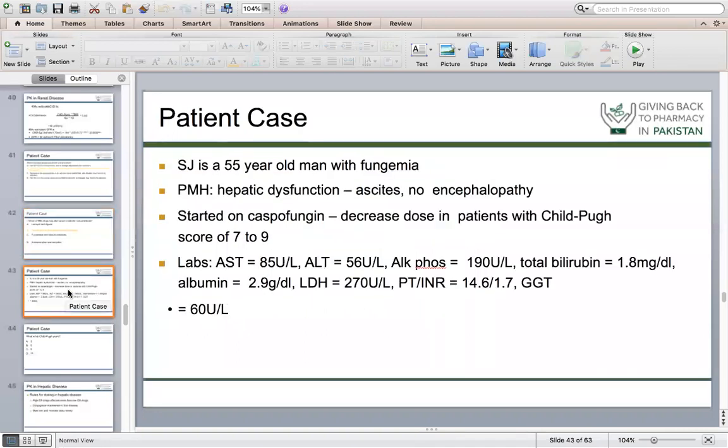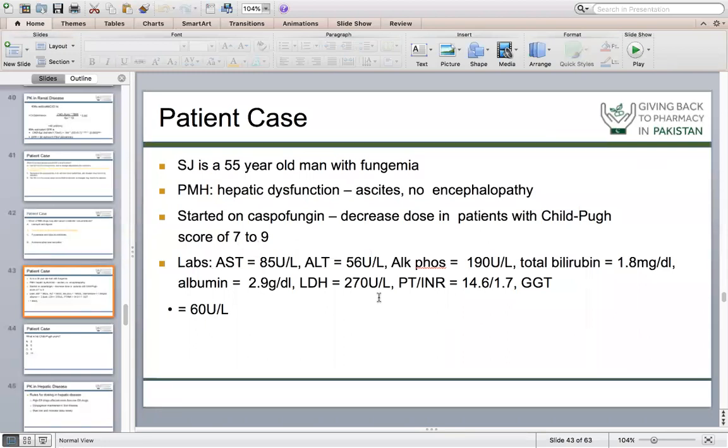So moving to our next patient case. SJ is a 50-year-old male with fungemia. He has past medical history of hepatic dysfunction. He has ascites. There is no encephalopathy. And he started on caspofungin. And for caspofungin, there is a dosing recommendation written in the leaflet that we need to decrease the dose in patients with Child-Pugh score of 7 to 9, okay?